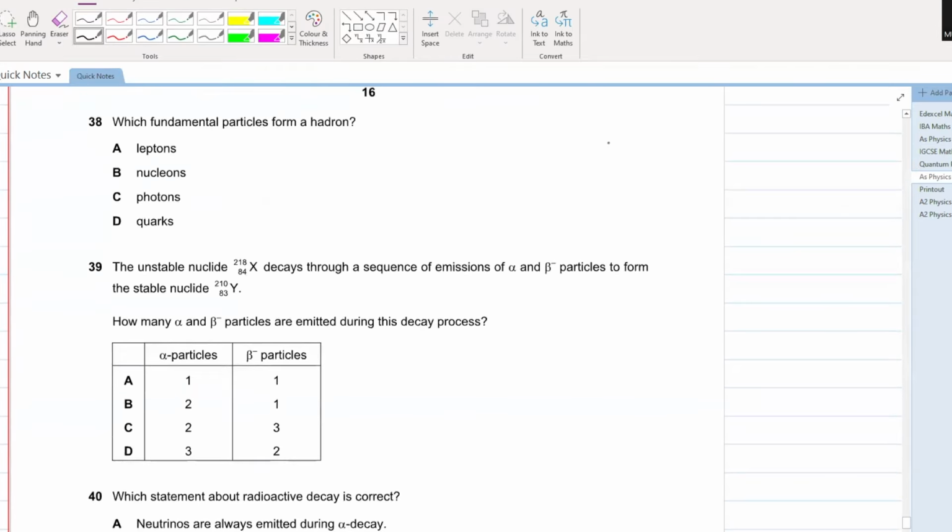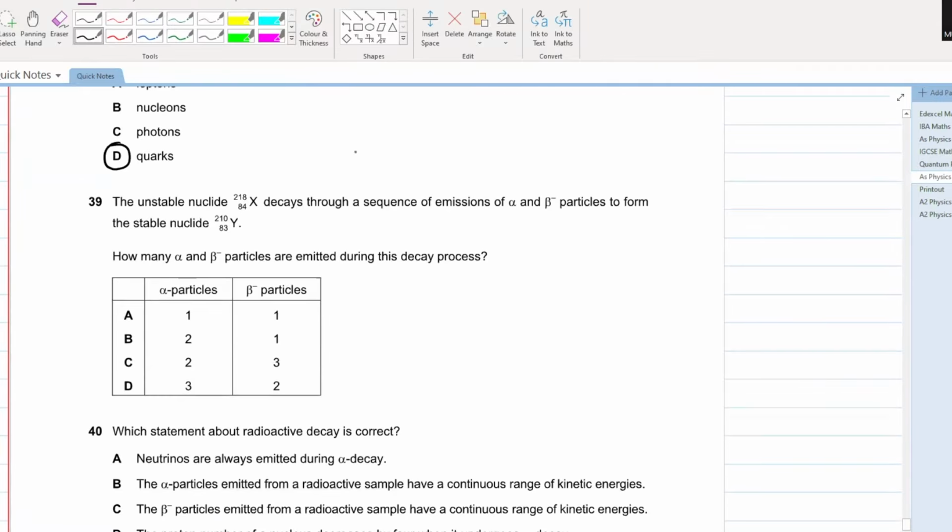Which fundamental particle forms a hadron? Do you remember hadrons were structures made up of quarks? So D is your answer. Let's further move ahead. The unstable nuclei 218X84 decays through a sequence of emissions of alpha and beta particles to form the stable nuclei 21083Y. How many alpha and beta particles are emitted during this decay process?